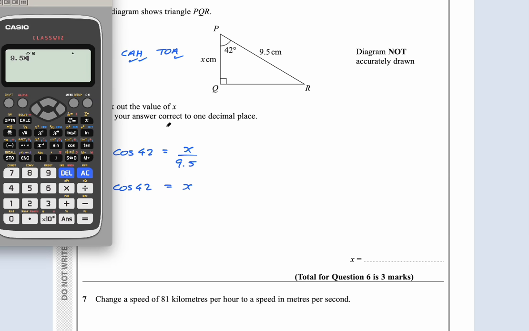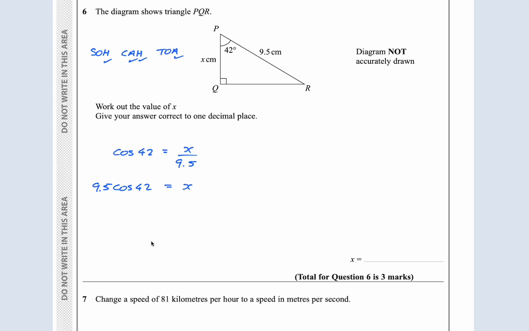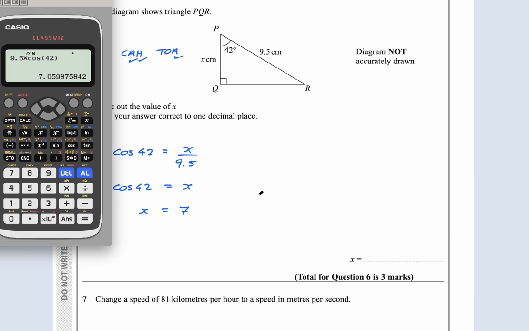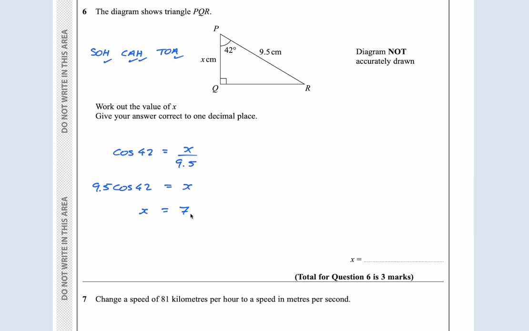9.5 times cos 42 is 7.059, but he wants it to 1 decimal place, so it's 7.1. X is equal to 7. Guys, I like to put the full thing down first. 7.059, and then here 7.1. Well, it's not centimeters, just 7.1.